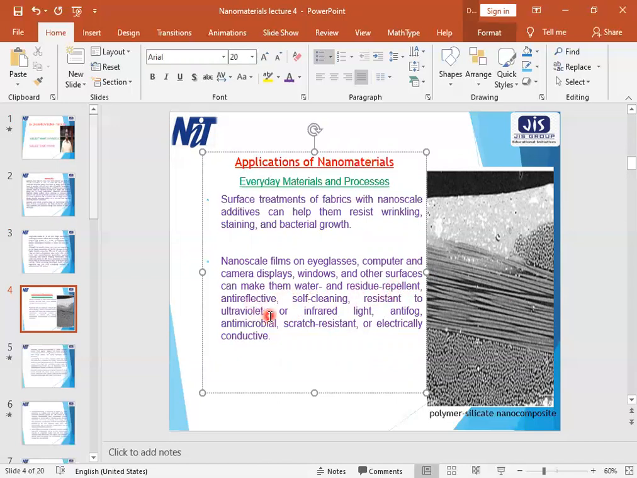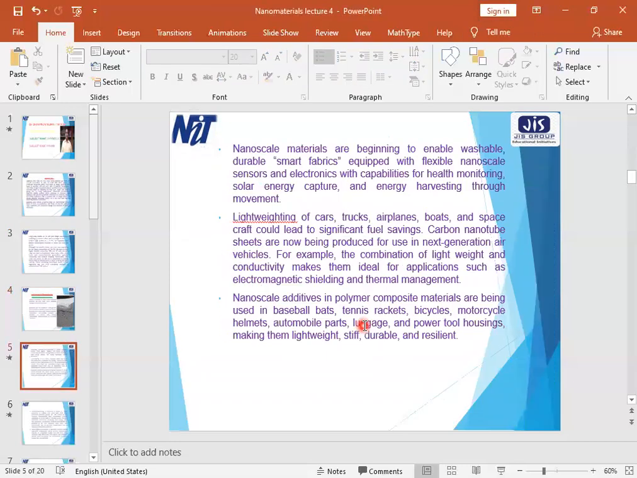It will be anti-reflective, self-cleaning, resistant to ultraviolet or infrared light, anti-fog, antimicrobial, scratch resistant, or electrically conductive. Just think what qualities we will add and how our life will become simpler. And these are used, but the cost is high. But development is going on. Let us see what will happen in the future.